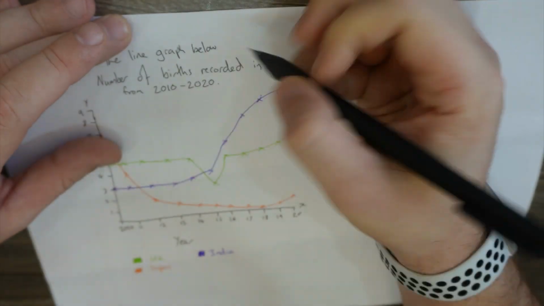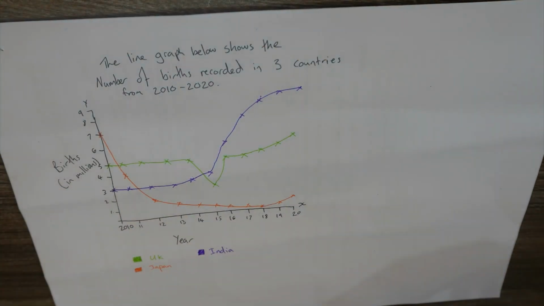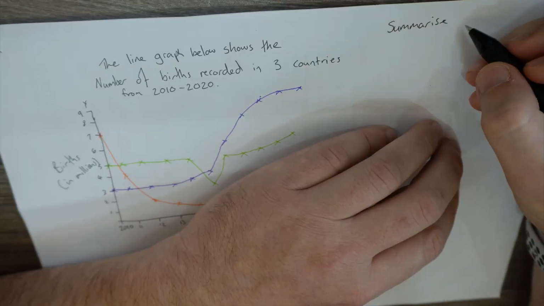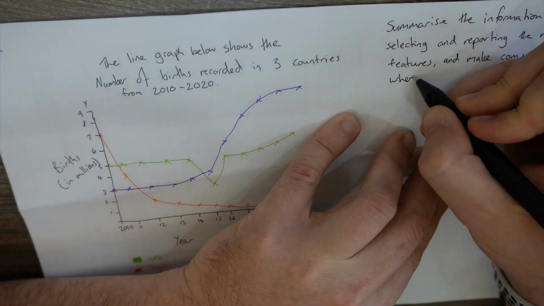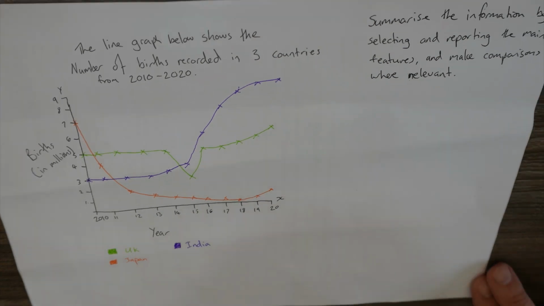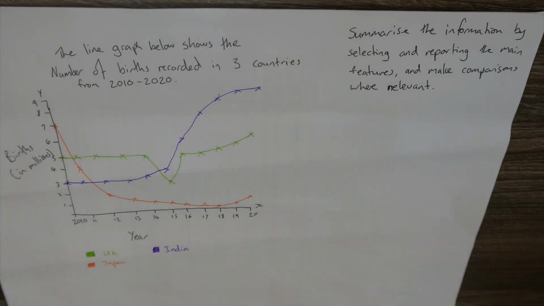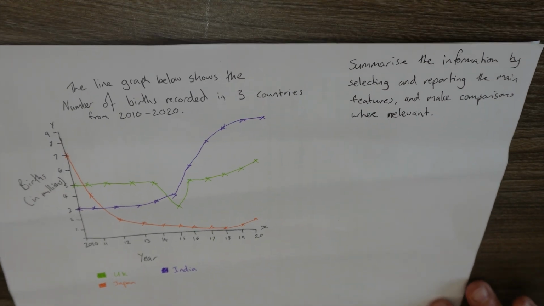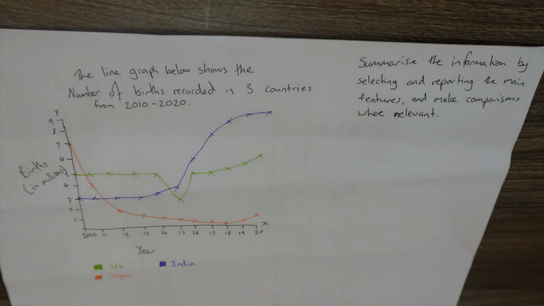All right, let's say the line graph below shows the number of births recorded in 3 countries from 2010 to 2020. Summarize the information by selecting and reporting the main features and make comparisons where relevant. Now, this is the same in every single IELTS Writing Task 1. It always asks you to summarize the information by selecting and reporting the main features and make comparisons every time.